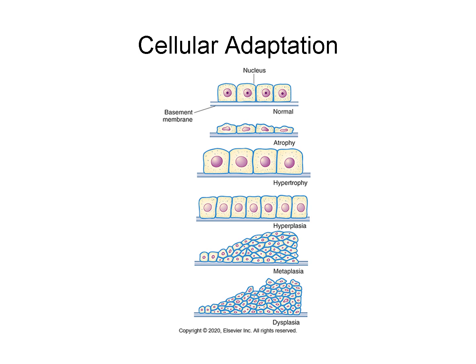In metaplasia, one mature cell type is replaced by another, often in response to chronic irritation. Dysplasia represents disorganized, abnormal cell growth, which can be a precursor to malignancy if the stimulus persists.